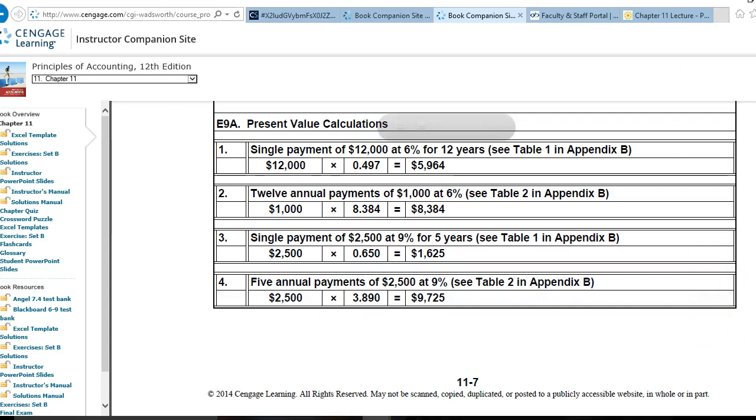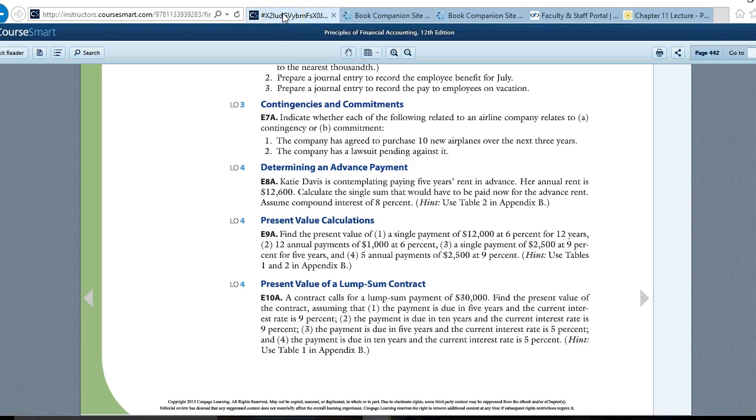The next one says, what about finding the present value of 12 annual payments of $1,000 at 6%? So we're going to go to Table 2 because this is not a lump sum. These are annuities, an amount fixed each year. So we're going to go to Table 2 and look at 12 periods at 6%.